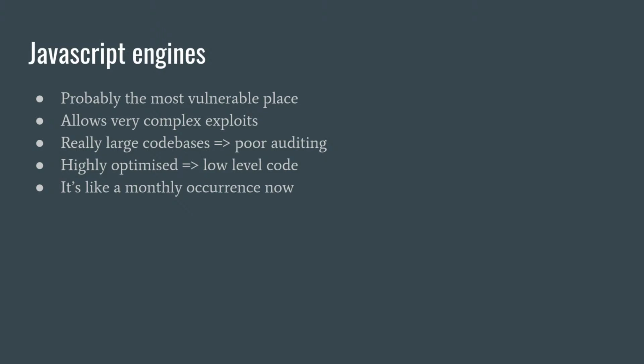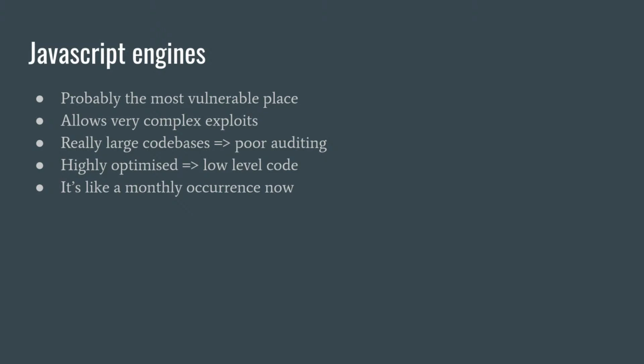And of course, JavaScript engines have to be very, very well optimized, and therefore they work very close to the metal, meaning that things like memory allocation start factoring into the code. And these bugs just keep turning up all the bloody time.